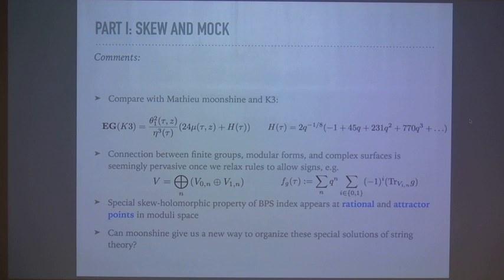But I think there are a few interesting physical properties nevertheless, which is, first of all, that for the modified elliptic genus that I've been discussing, this special skew holomorphic type property appears at very special points in moduli space. So one can consider compactifications of a string on some kind of lattice, and at rational points, the skew holomorphic property of the index appears. And in the case of the MSW string, we show that at attractor points, and unfortunately I don't have time to explain the attractor mechanism in detail, but for those who know, these are very special solutions of string theory. So at attractor points, this index has a skew holomorphic property as well.